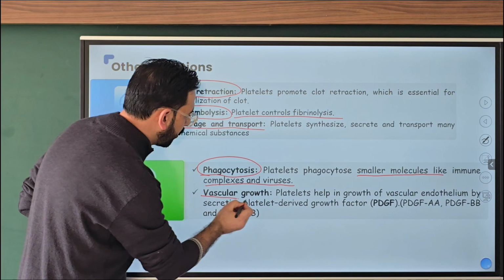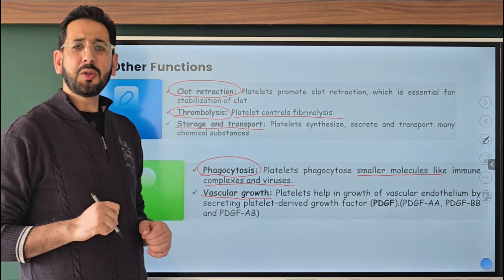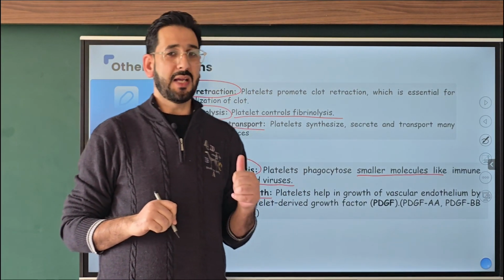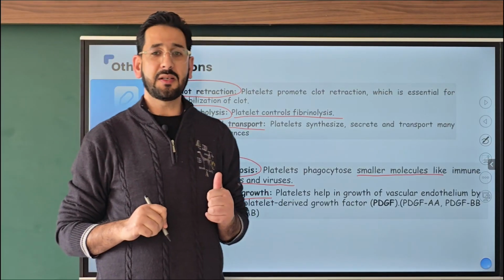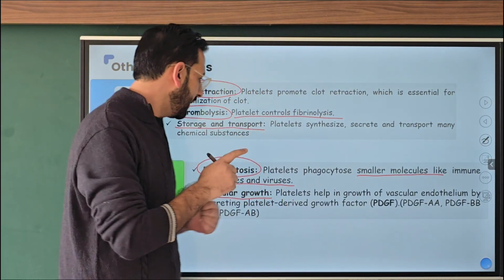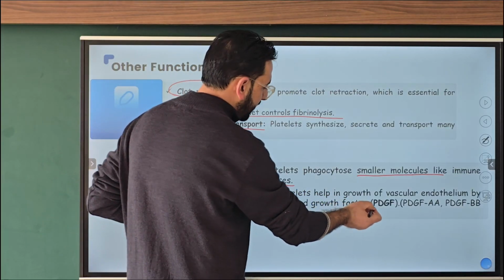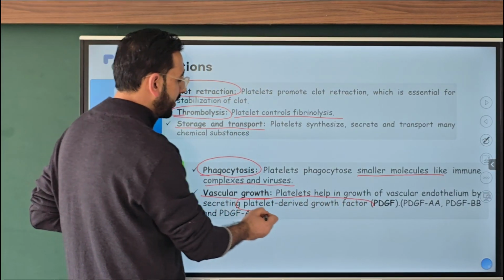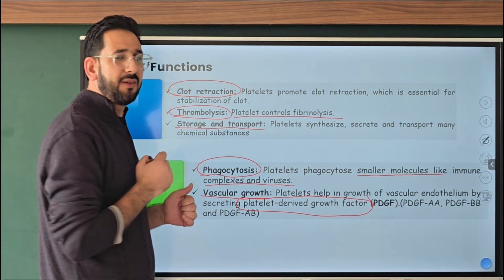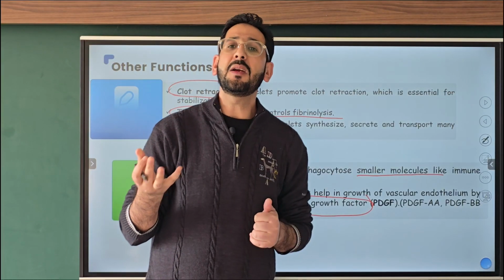Then the vascular growth. Vascular growth, I told you a little while ago that in the alpha granules we have the growth factors. Most importantly, the platelet derived growth factor. And this platelet derived growth factor is very, very important for the vascular growth. Okay, vascular growth or for the healing process.